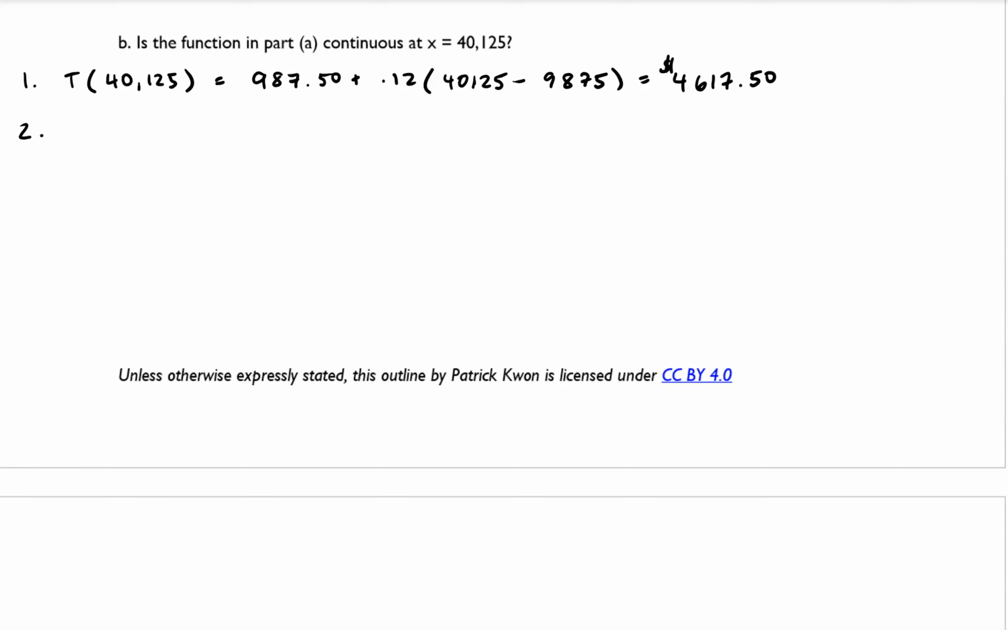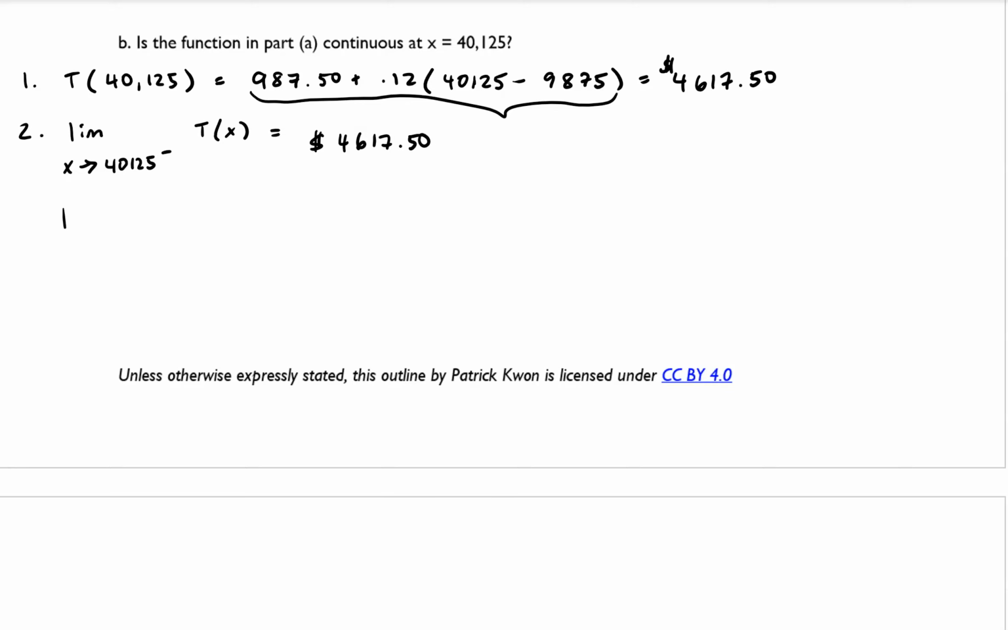Our second condition says that the limit as x approaches that value must exist. And so what we're going to need to do is calculate the limit from both sides. So we're going to calculate the limit as x approaches 40,125 from the left-hand side, for which we use the same subfunction, and it turns out it's going to equal this thing. And so the limit from the left, because that's a linear function, just turns out to be what we calculated earlier. And then we need to calculate the limit from the right-hand side.